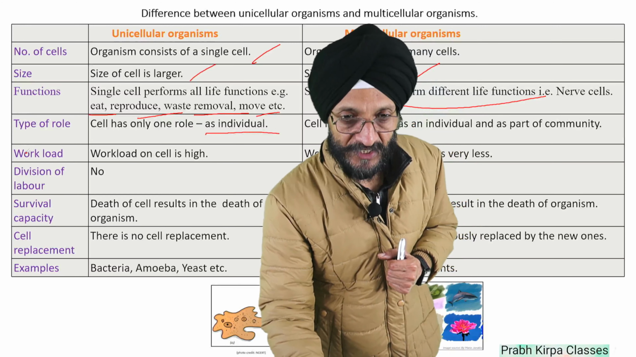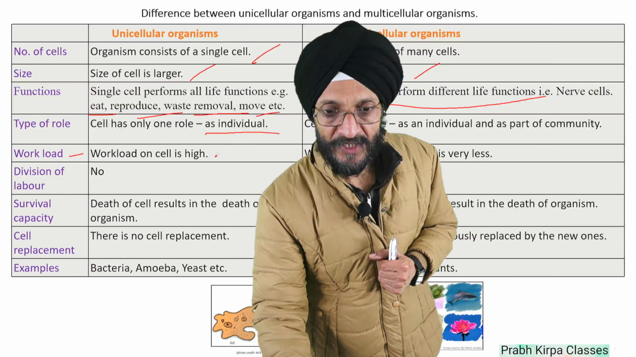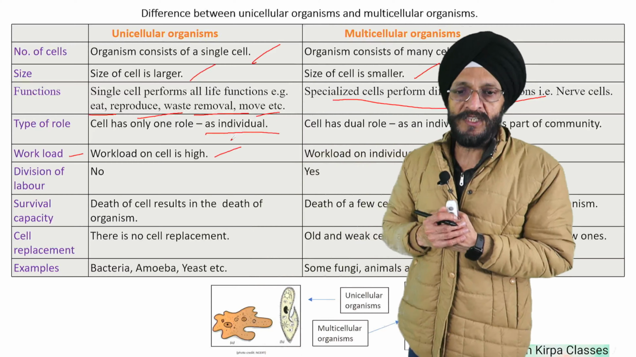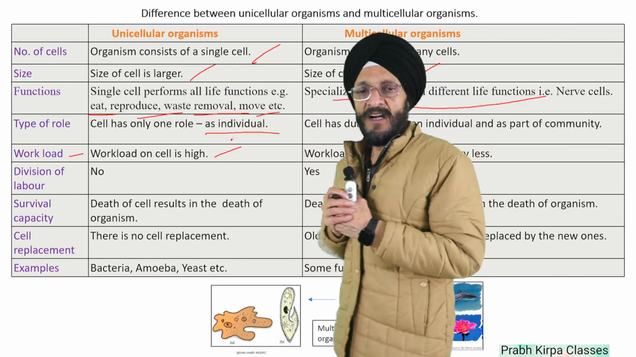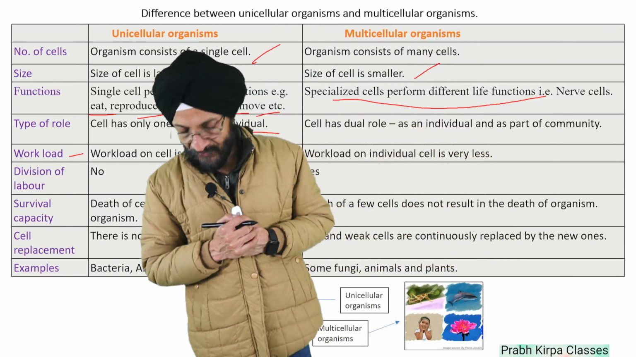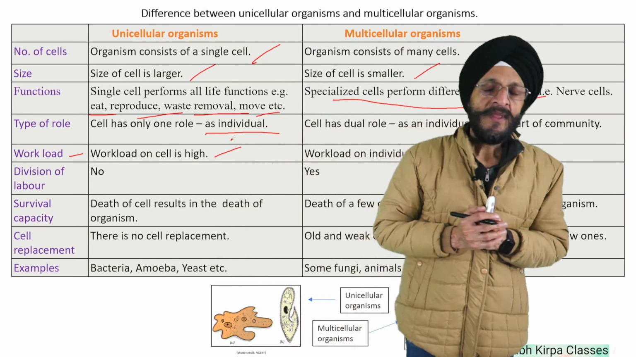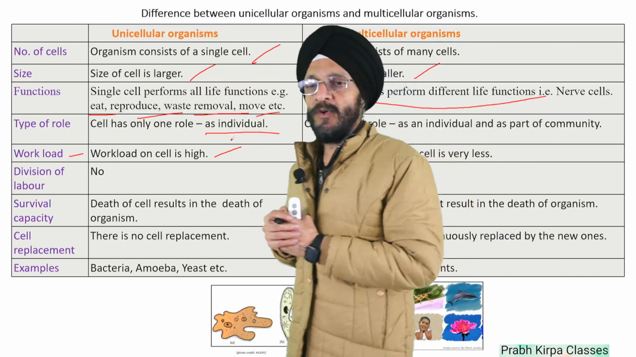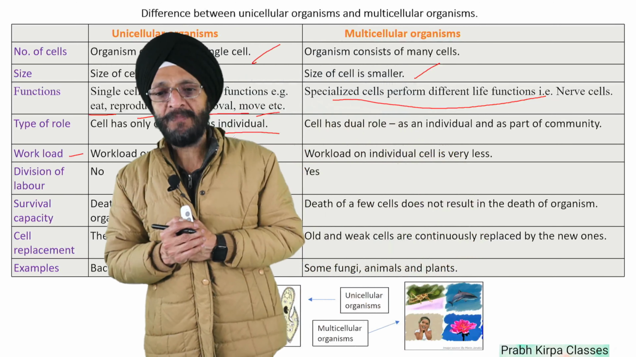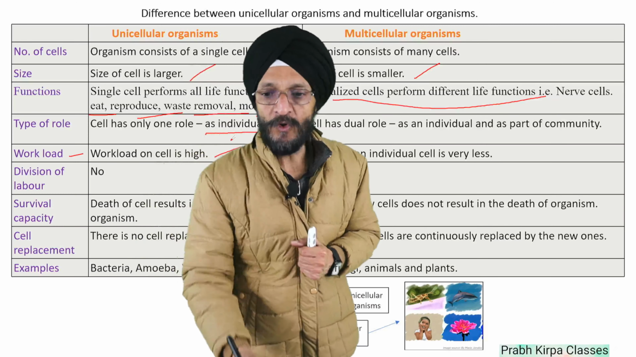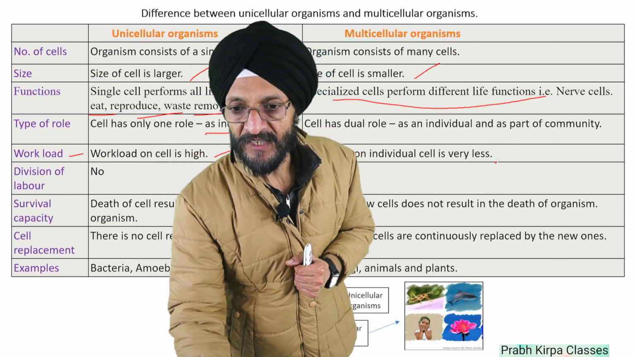Now, next point is workload. In the case of unicellular organisms, workload on the cell is high because all the functions have to be performed by the single cell. But in the case of multicellular organisms, there are multiple cells present. So the workload on the individual cell is very less.